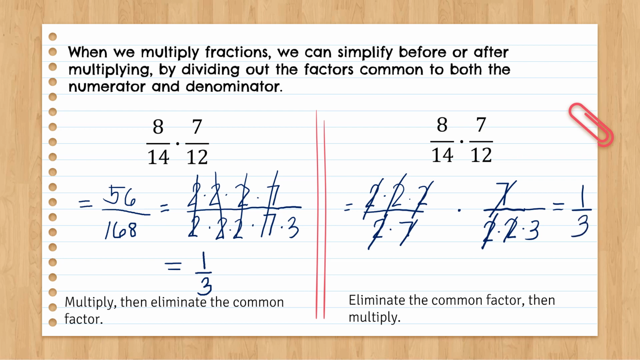As you would notice, we come up with the same answer, but on the first one, we multiplied first before eliminating the common factor, while the other way around, we eliminate the common factor before we multiply. It is easier for us to eliminate the common factor first before we multiply. So that is what we are going to do when we multiply and divide rational expressions. We are going to eliminate the common factor first before we multiply them.